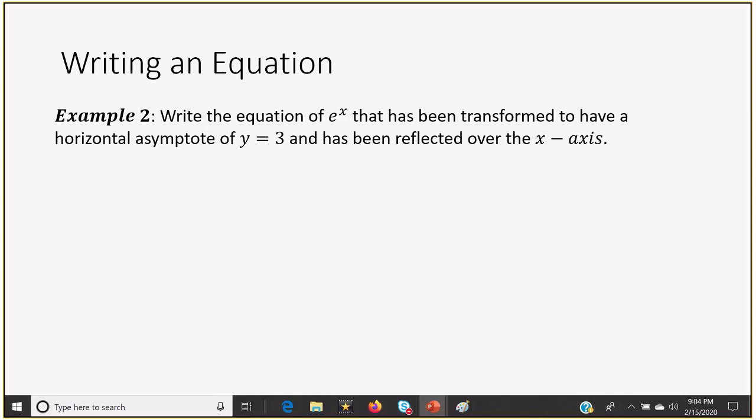And then since it's being reflected over the x-axis, a vertical flip, that means I'm going to multiply e to the x by -1. So if I just connect those two pieces, I have y is equal to negative e to the x plus 3. That's it for this section.